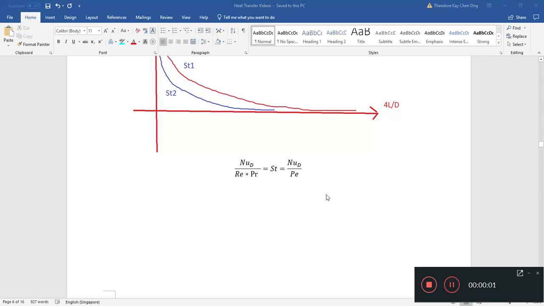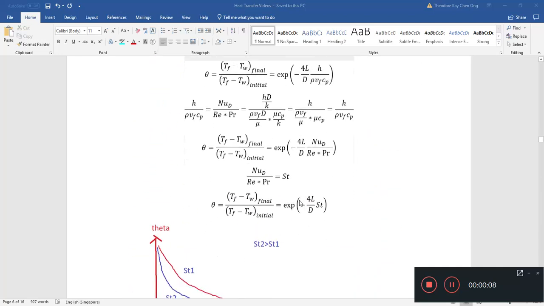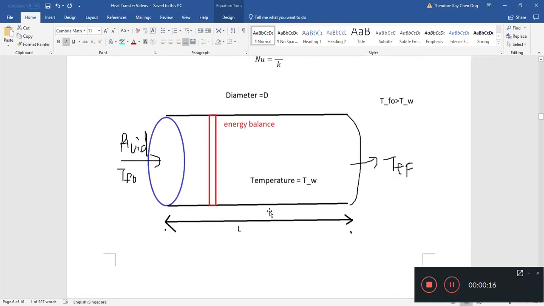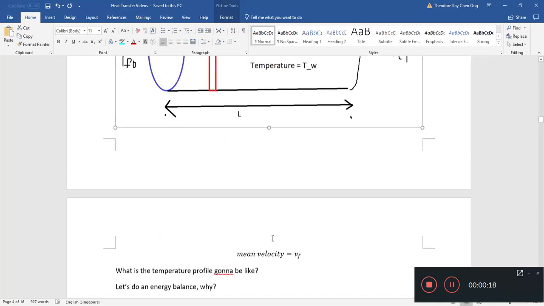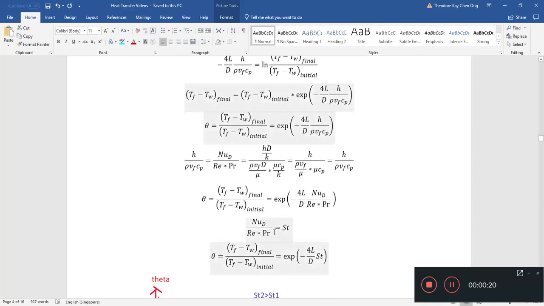We're going to continue our heat transfer discussion. So in the last video, we've successfully gotten some form of a temperature profile for a tube like this, a typical temperature profile, and all we need to know is this Stanton number, right? All right, so we're just going to do some example calculations. We have explained the importance of the Stanton number, and now we want to calculate some temperature profile.